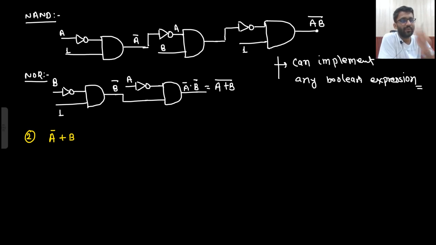So what did I tell you? AND gate plus NOT gate. If both of the operations you can get, then they are more than enough to implement any Boolean expression. Or if you are having OR gate plus NOT gate, then they are more than enough to implement any Boolean expression. Same goes with this one. A bar plus B.